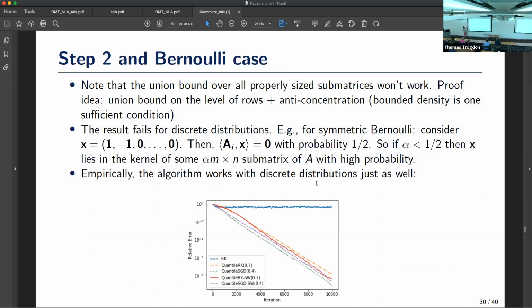But what is interesting here, this is why I have a density assumption here. We have a density assumption here. This will fail if you have a Bernoulli matrix. So we have a Bernoulli matrix, a Rademacher matrix with plus or minus 1.